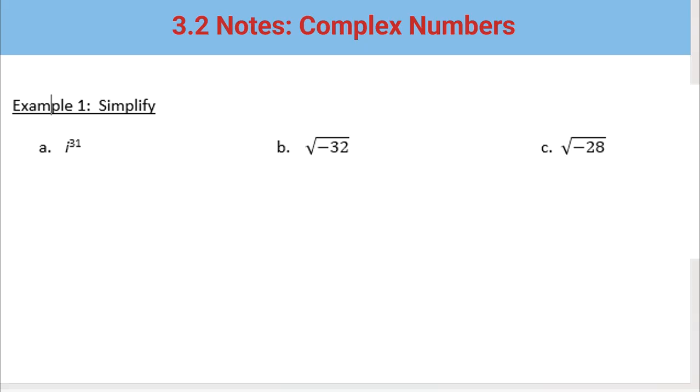So, i to the 31 power. We don't want to build that list over and over again. So what I am going to do is take this exponent, the 31, and divide it by 4. Well, 7 times 4 is 28, and there are 3 left over. Okay? I need it in remainder form.